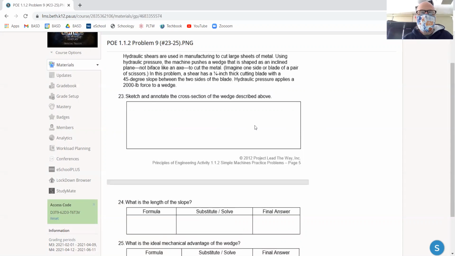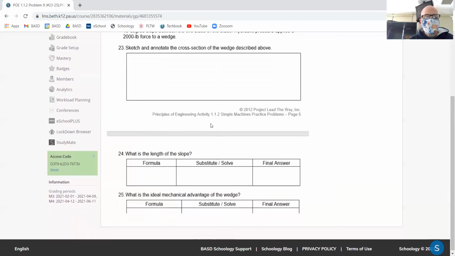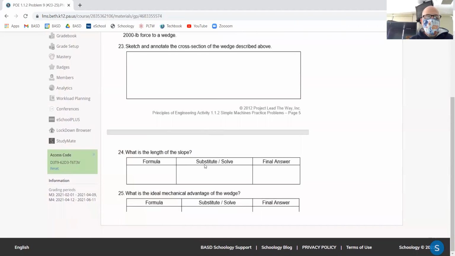In this problem, a shear has a 1/4 inch thick cutting blade with a 45-degree slope between the 2 sides of the blade. That, to me, when I first read it, was very confusing. So I had to think about it quite a while and figure out what it looked like, and I'll show you my drawing of that in just a moment. Hydraulic pressure applies a 2,000-pound force to a wedge. It says to sketch it. It asks, what's the length of the slope? And then, what is the ideal mechanical advantage?